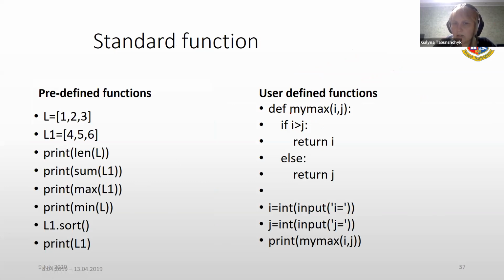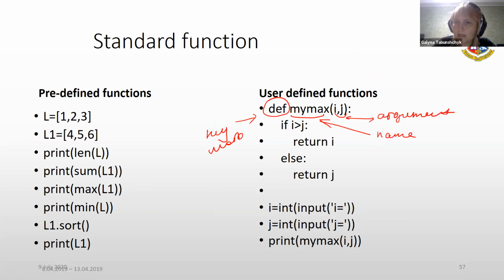I create my function. This is our keyword def. The name of my function is my max. So I try to find the maximum between two variables. This is the name. Here are the arguments. I have two arguments, 1 and 2. They are separated with a comma. This is the body of my function.